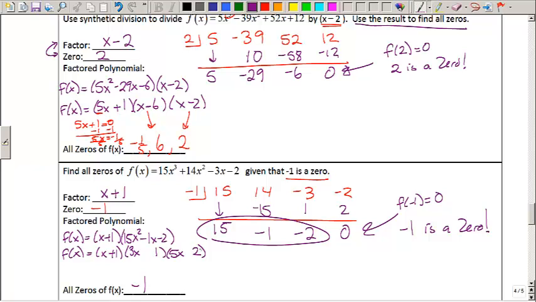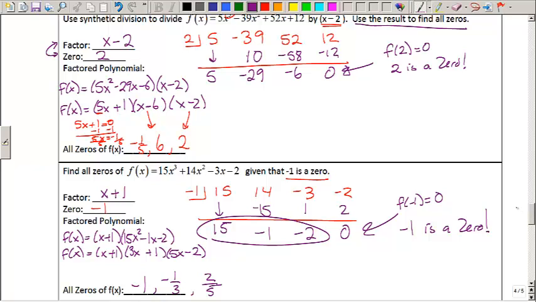Try 2 and 1. 6 and a 5. We'll put a positive 5 and a negative 6. And now I've completely factored f of x into 3 factors. So all of the zeros are going to be negative 1. If I set this equal to 0, I'm getting negative 1/3. And I set the last factor equal to 0, I'm getting positive 2/5.